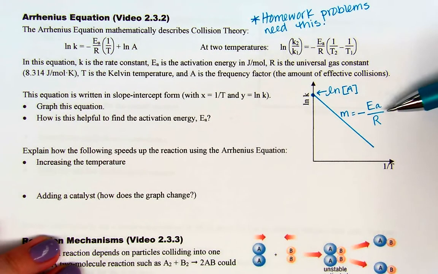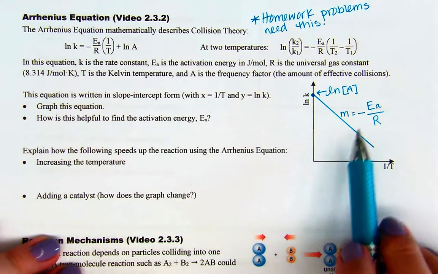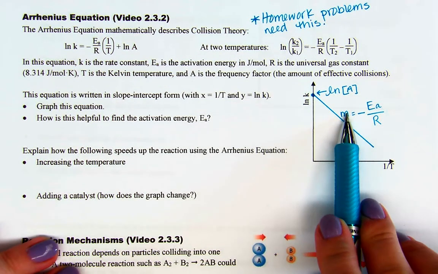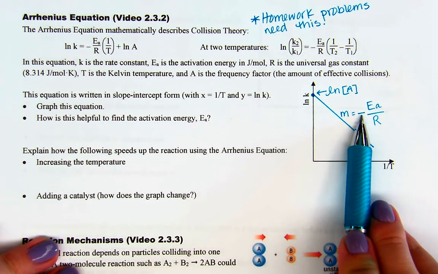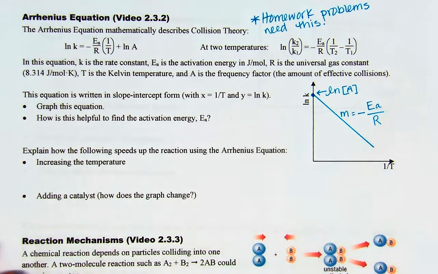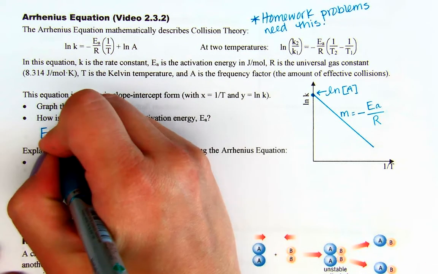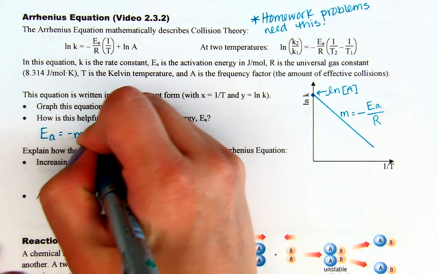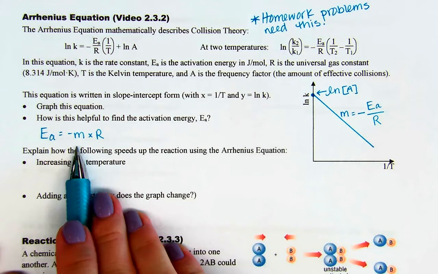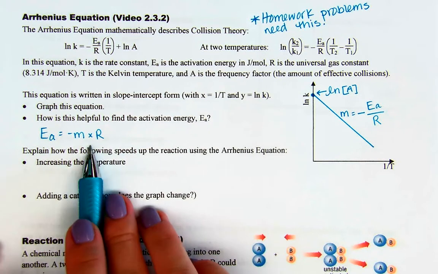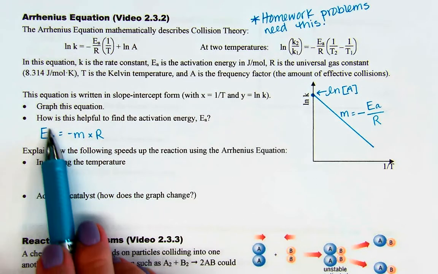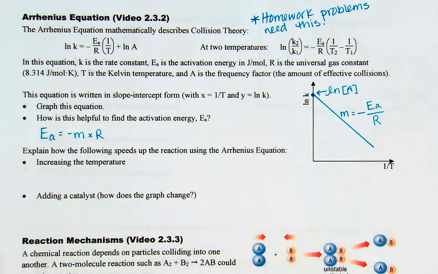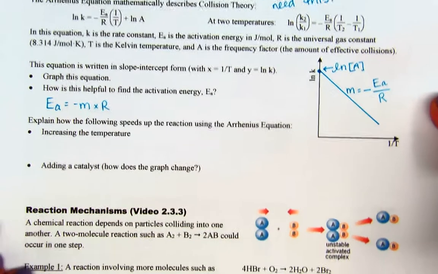And this part is going to be important. How is this helpful to find the activation energy, or EA? Well, all you have to do is rearrange it to solve for EA. So multiply both sides by R and negative 1, and you get EA equals negative M times R. This is worth memorizing: EA equals negative M times R. Because if you have a line here, you can easily find the activation energy for a reaction from this equation with just your gas constant R.